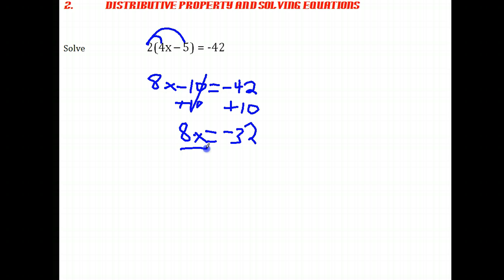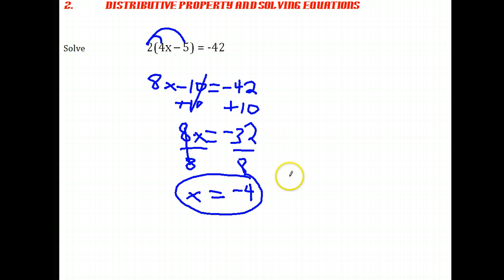All right, we're going to divide by 8 on both sides, inverse operations. 8 divided by 8 is 1. Negative 32 divided by positive 8, negative 4. Circle. Okay, so I distributed, then it was a two-step equation. I solved that.